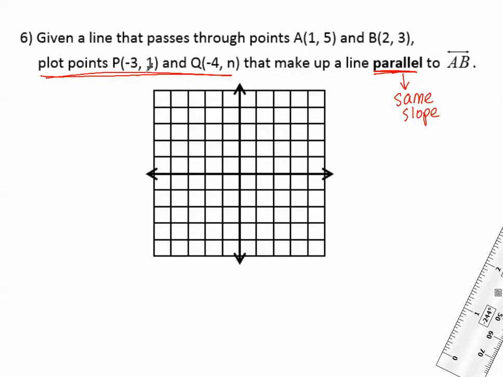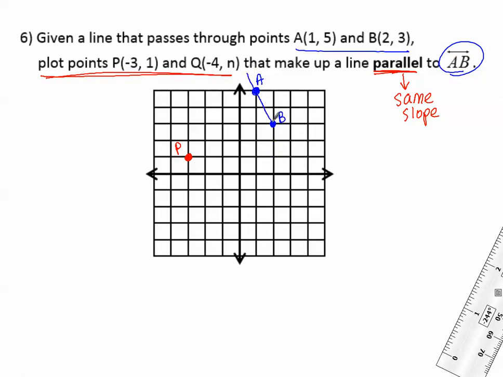Let's start by plotting this point because we have both coordinates. Negative 3, up 1. There's point P. Q, however, I don't know. So let's go back to the points that make up line AB. A is (1, 5). Let's plot that. Over 1 and 1, 2, 3, 4, 5. And B is (2, 3). 1, 2, 1, 2, 3. There's B and there's A.